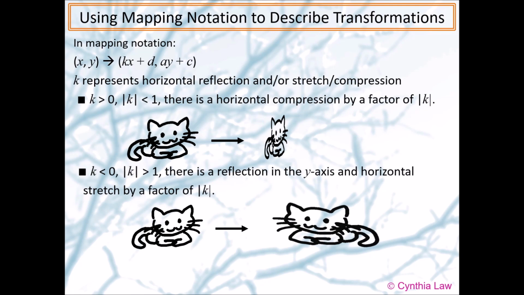Next, we want to look at when k is negative. So when k is less than 0 and the absolute value of k is greater than 1, there is a reflection in the y-axis, and we also have a horizontal stretch by a factor of the absolute value of k. So as you can see in the picture, the cat is reflected and then it's also stretched horizontally.